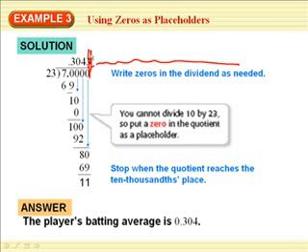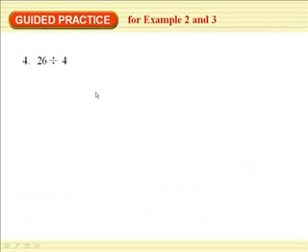You could have stopped right here. So make sure you read the directions. Sometimes that can be a stumbling block. The directions on the guided practice for number 4 say divide, round to the nearest thousandth if necessary. So if it works out so we don't have to go that far, then we won't.